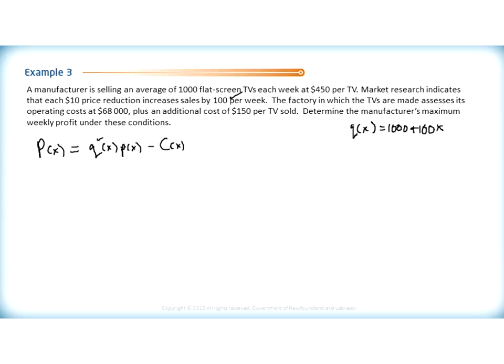Then our price function: we were originally selling our TVs at $450 apiece. And what we're going to do here is reduce the price by $10, x times. So minus 10x. Okay, so we've got our quantity and our price. We just need to figure out our cost function now.